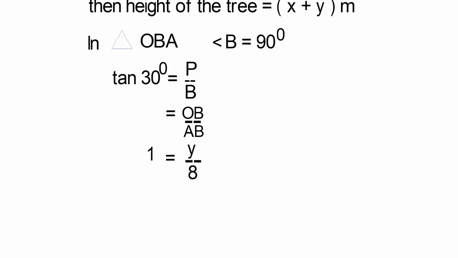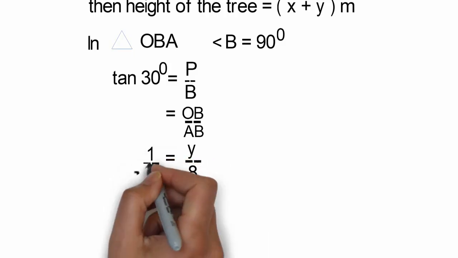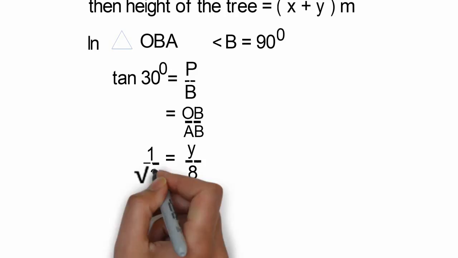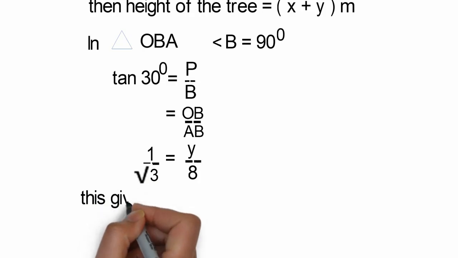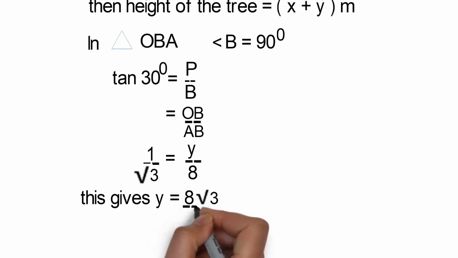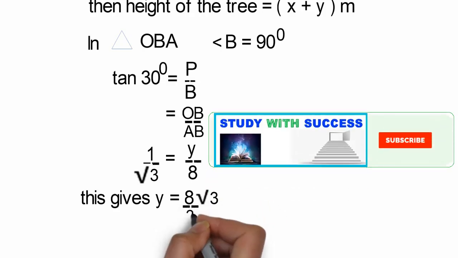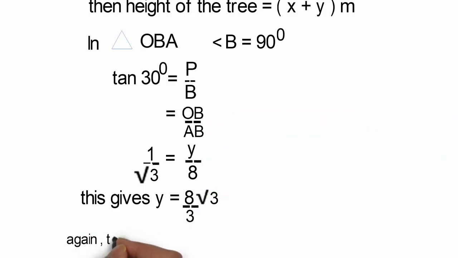According to the trigonometric table, the value of tan 30 degrees is 1 upon root 3. Now here we have to do the calculation work. So after calculation, this gives Y equal to 8 root 3 upon 3. We're going to transpose 8 to the other side and then rationalize the denominator. So we'll get 8 upon root 3.